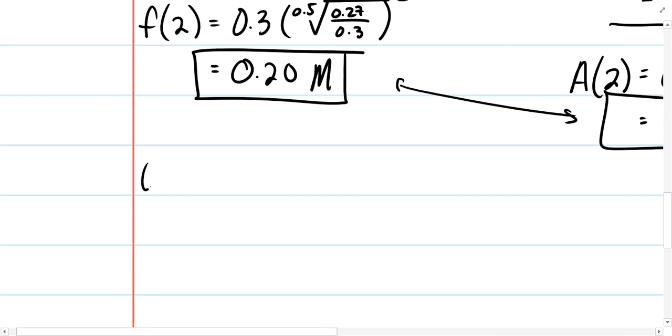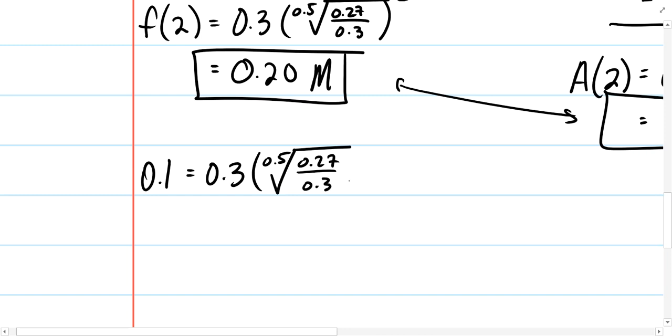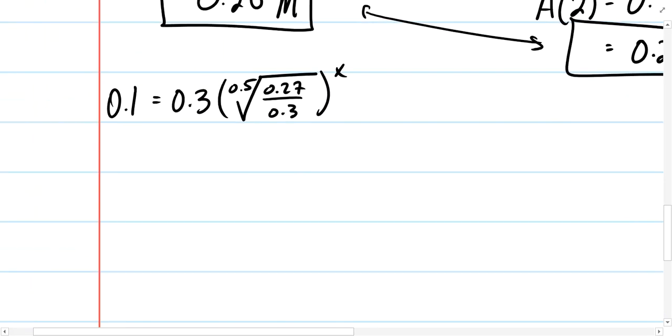So our end result has to be 0.1, and the formula still holds true, 0.3 times 0.5 radical 0.27 over 0.3. And we're trying to solve for x here. How much time is it going to take? Now keep in mind that when our solution is obtained and we do have a value for x, then that's going to be a measurement in hours. X is a measurement in hours. So we've got to be careful when we report our answer on MathXL.